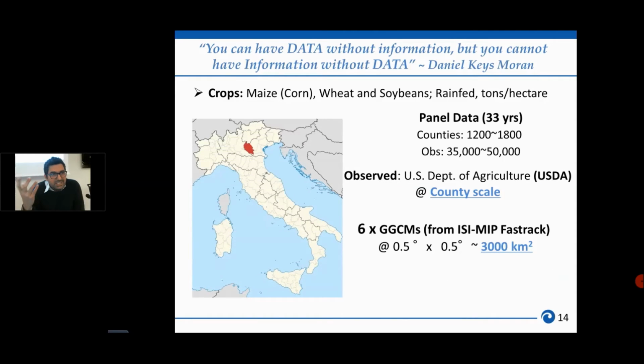Now, to put the size into perspective, what scale are we looking at? If you're familiar with the province of Verona, you can think of our study as looking at that scale. So we are running regressions on data aggregated to that spatial scale.